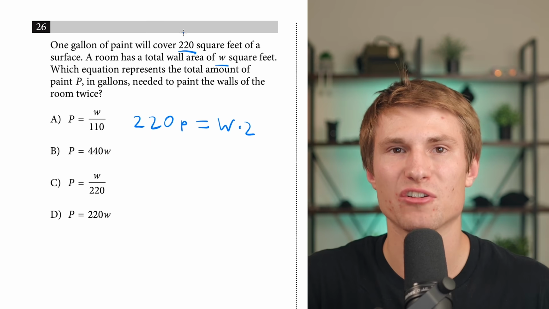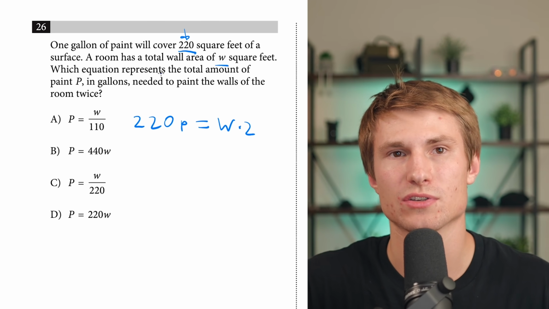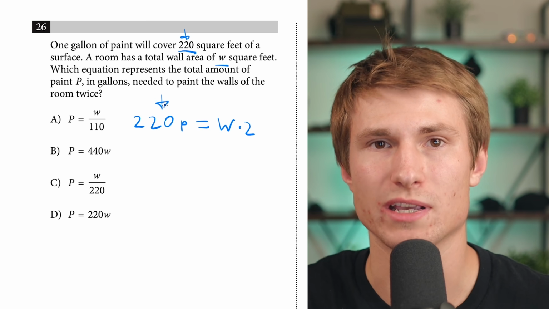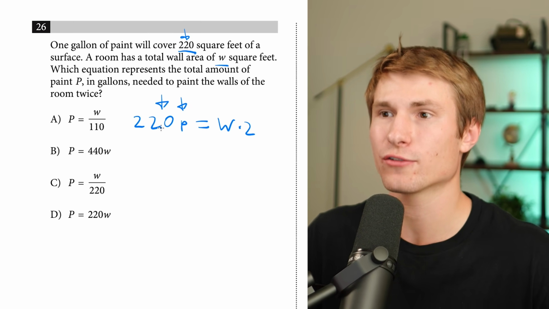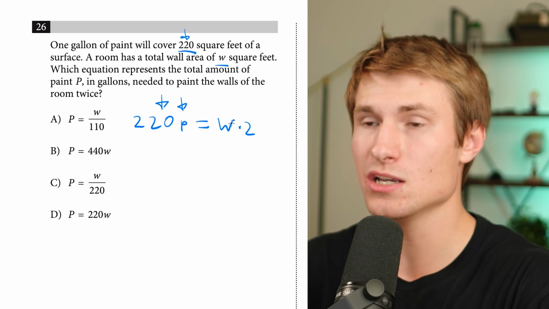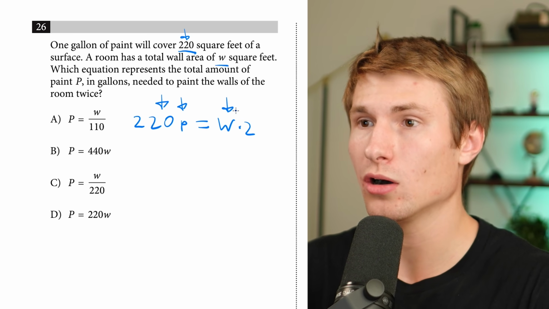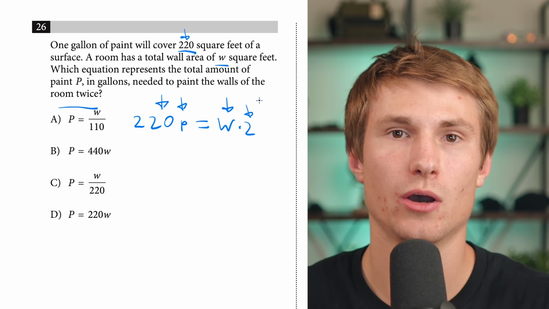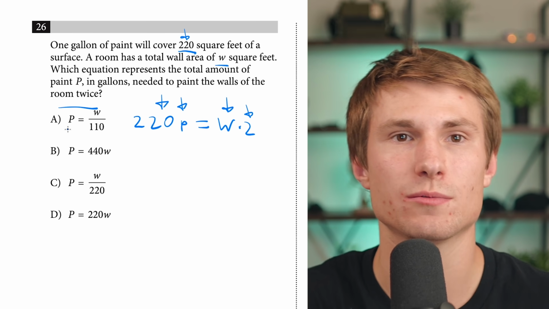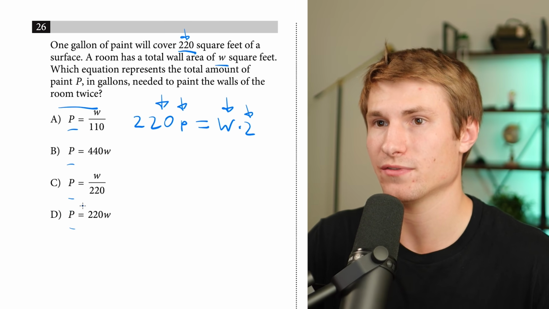So we have 1 gallon of paint is going to cover 220 square feet of the surface. So 220 is the amount of square feet 1 gallon, P, is going to cover. This gets us the amount of coverage that we're getting. Now we know that has to equal the area of the wall times 2, because we're going to paint the walls twice. So now we have our equation. Now we see that we need to solve for P.